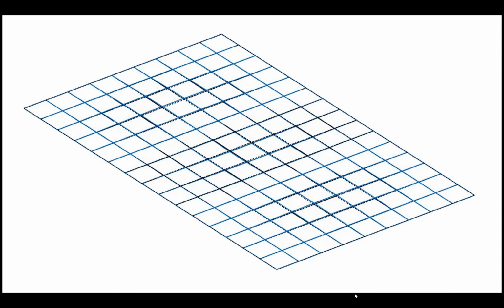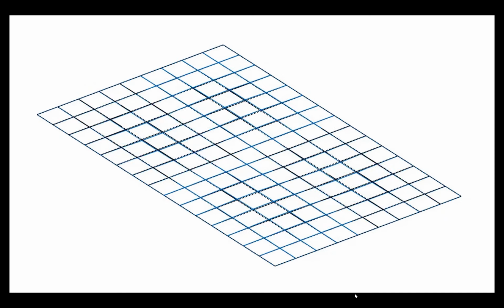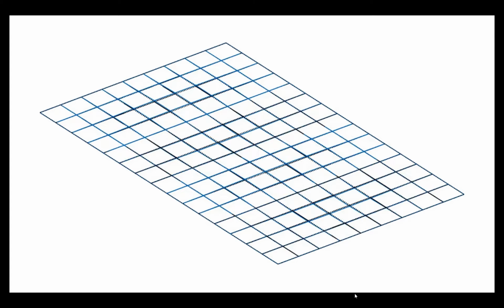The first mode motion is shown here. This is the second mode motion, the third mode, fourth, fifth, and sixth. So you see that as you go up in frequencies, the wavelengths are becoming shorter and shorter.